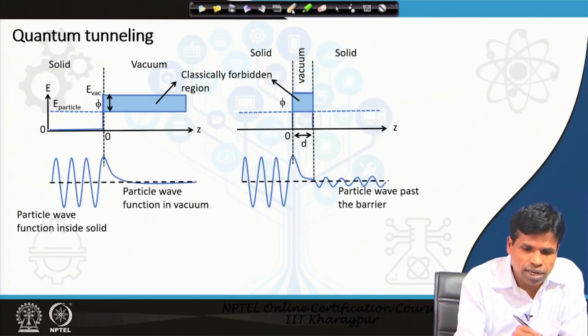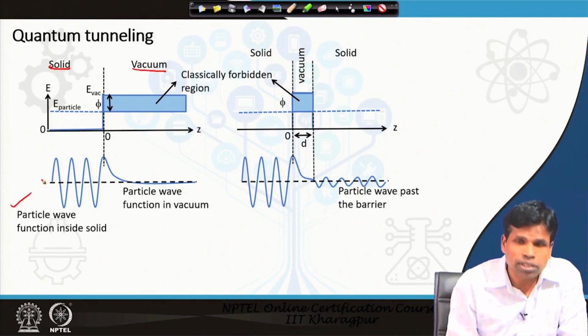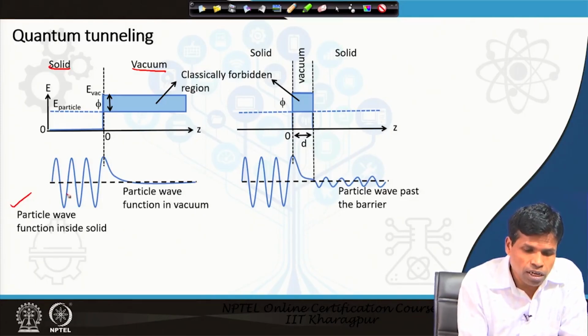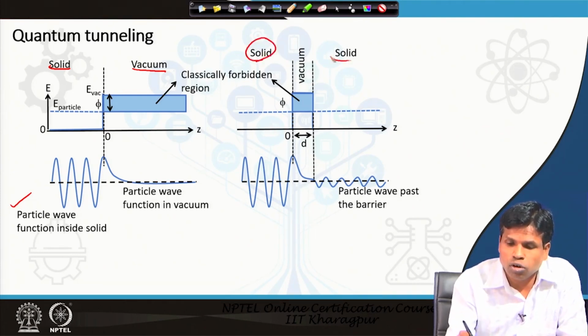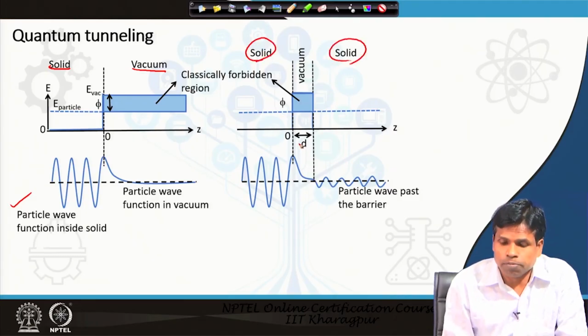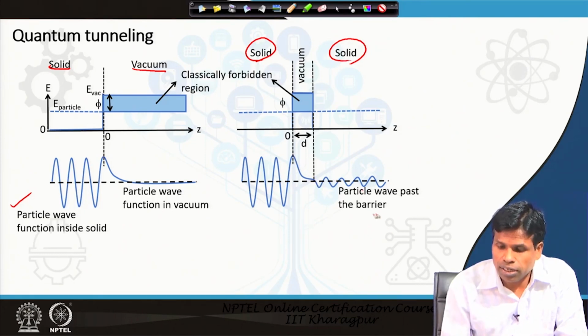In the first case, on the left, there is a solid and there is a vacuum. The particle has a wave function, designated psi. It has a wave function inside the solid, and that will exponentially decay as we go above the sample towards the vacuum level. If we bring two solids close to each other with a gap of d, called the barrier thickness, then once it crosses the barrier it will tunnel into the other solid, and the particle wave passes the barrier.